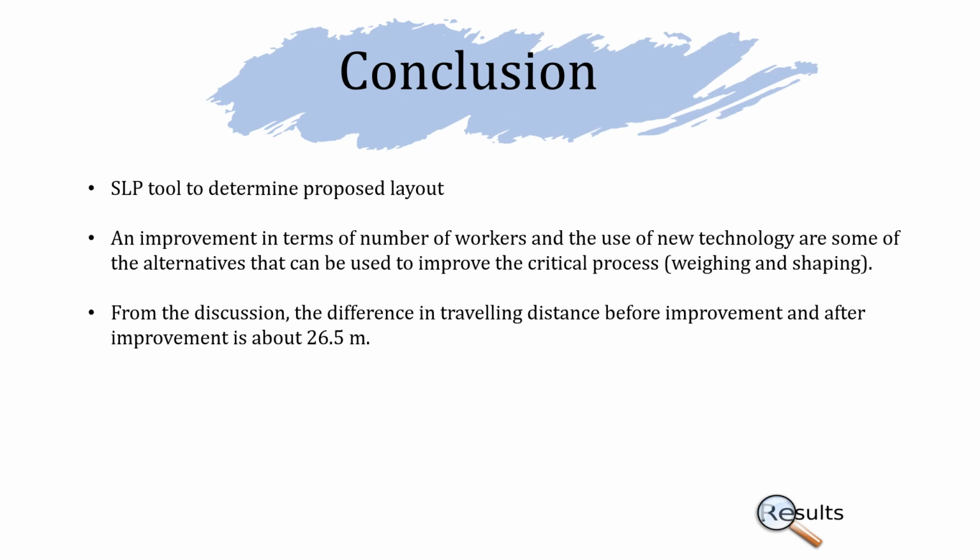And for the conclusion, the systematic layout planning tool is used to determine the new proposed layout. Second, an improvement in terms of number of workers and the use of new technology are some of the alternatives that can be used to improve the critical process. And last, from the discussion, the difference in travelling distance before improvement and after improvement is about 26.5 meters.